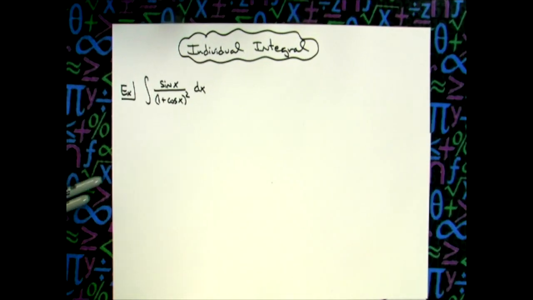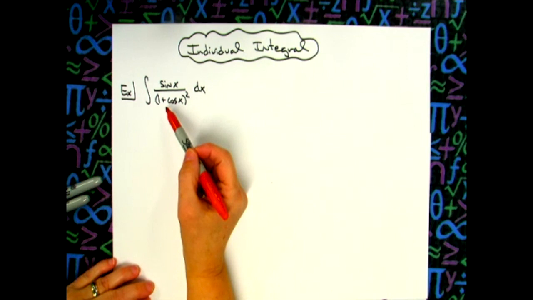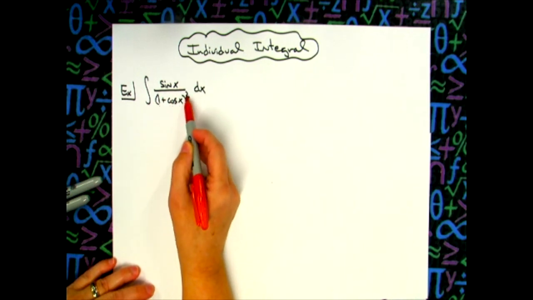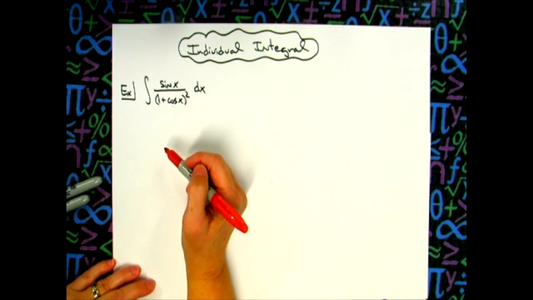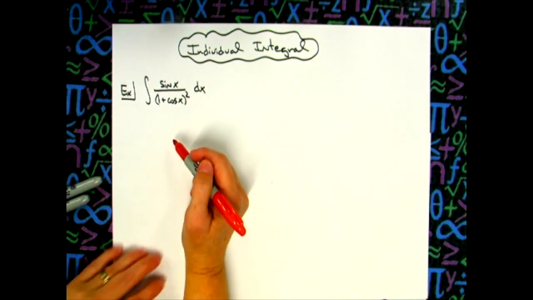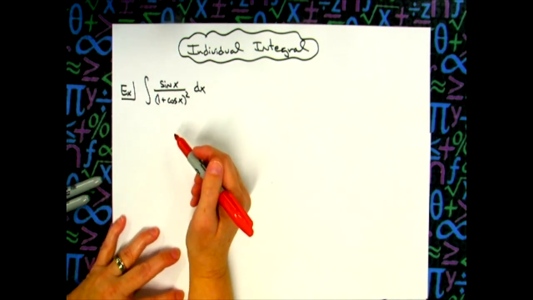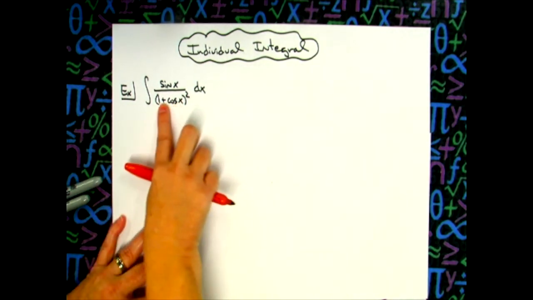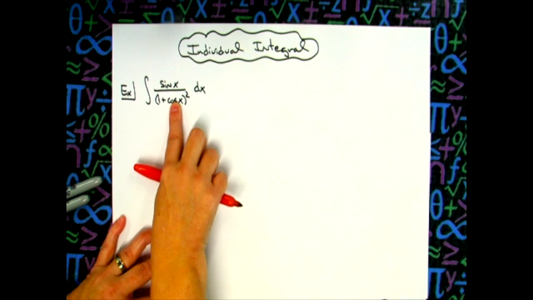In this video, we're going to work out an individual integral. We're going to take a look at the integral of sine x over 1 plus cosine x squared dx. All right, this is going to be a straight U-substitution integral. And with our standard U-substitution, we like to find that insidemost part and let our u be that.